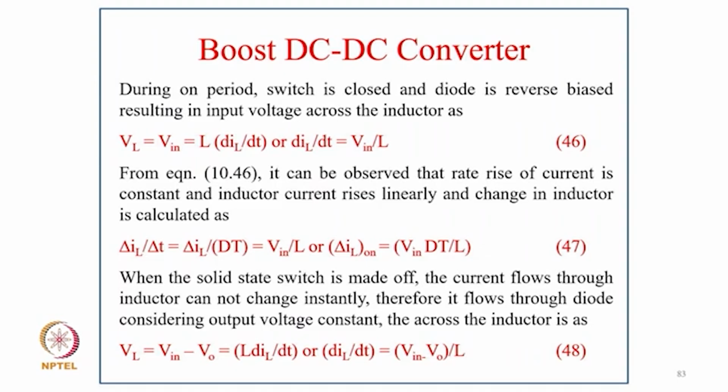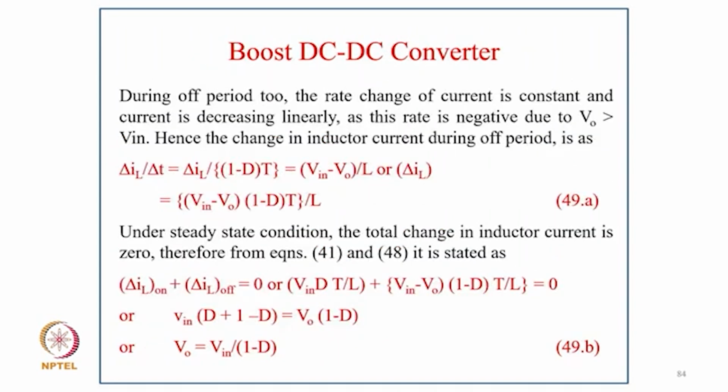So when the solid state switch is made off, the current flows through the inductor and cannot change instantaneously. Therefore, it flows through the diode, considering the output voltage constant, and the voltage across the inductor is VL equal to Vin minus VO, or equal to L di/dt, or dIL/dt equal to (Vin minus VO) by L. So during the off period, the rate of change of current is constant and the current is decreasing linearly.